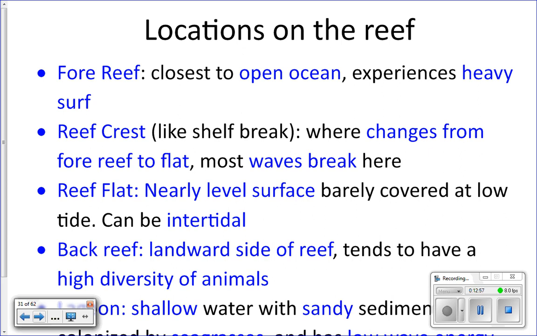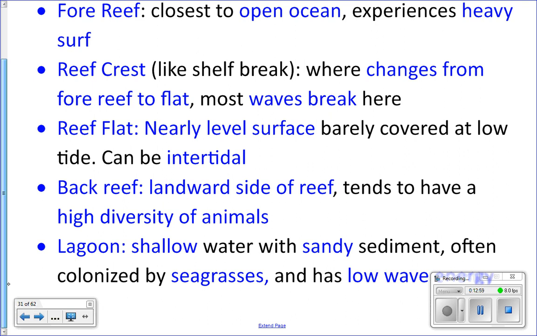All right, the reef flat. The reef flat is pretty much flat, and it has some wave action, but not much. And it can actually be exposed during low tide. But typically that only occurs during super low tides, during spring tides.